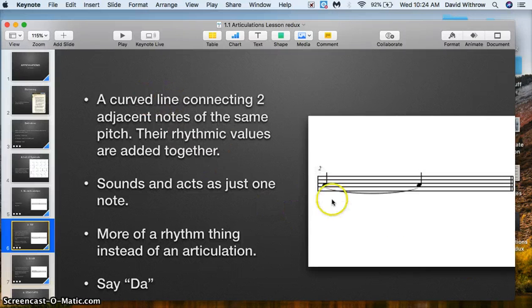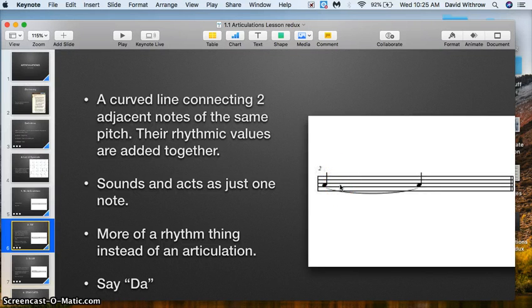A curved line. There it is. There's that curved line. It connects two and only two notes. They have to be right beside each other. That's what adjacent means. And they have to be of the same pitch. They have to be, in this case, on the same space or on the same line. If there's more than two notes connected by a curved line, it's not a tie. If they're on different lines or spaces, it's not a tie.